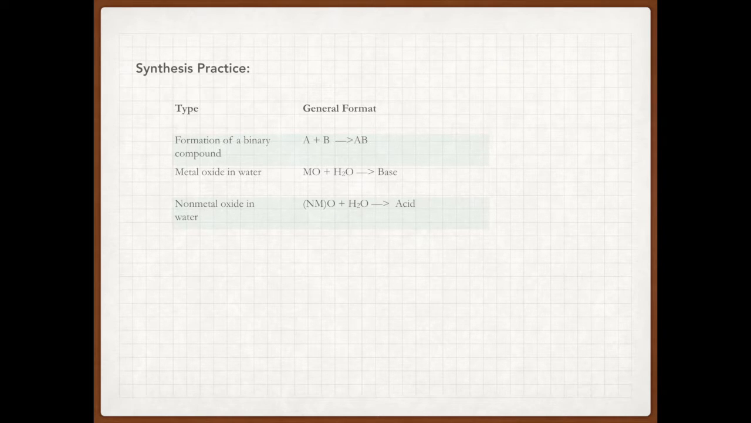So you take a metal that's bound to oxygen in an ionic bond, add water to it, and you'll form a base. Remember, a base is a metal that is bound to hydroxide. And the last type is a nonmetal oxide in water. And so you have a nonmetal and oxygen reacts with water, and it's going to form an acid. Remember, an acid starts with hydrogen, H, then it has a nonmetal, and then it has oxygen afterwards if it does have oxygen. Some do not.